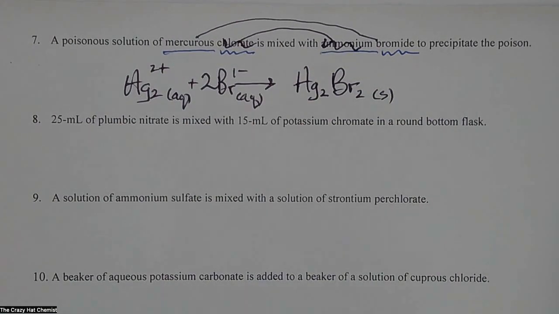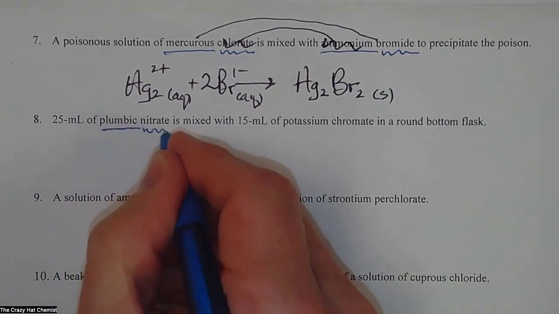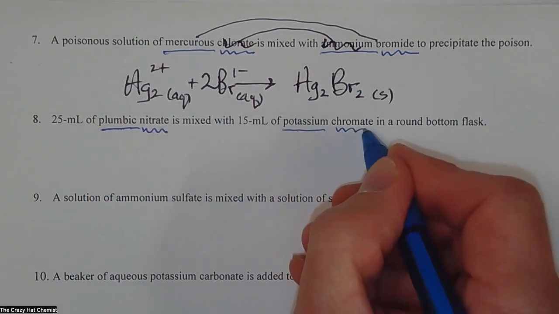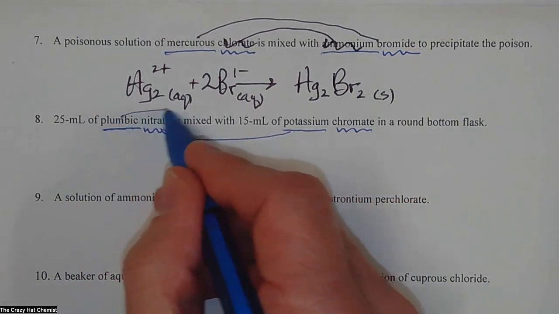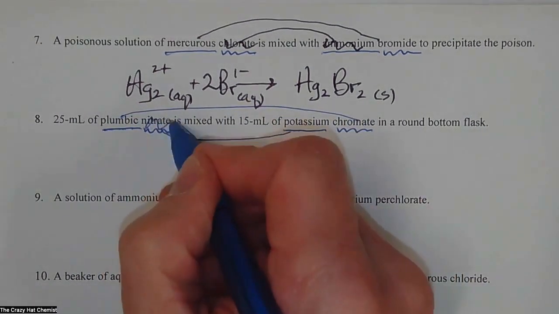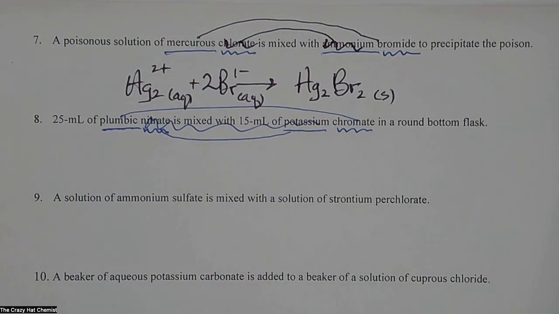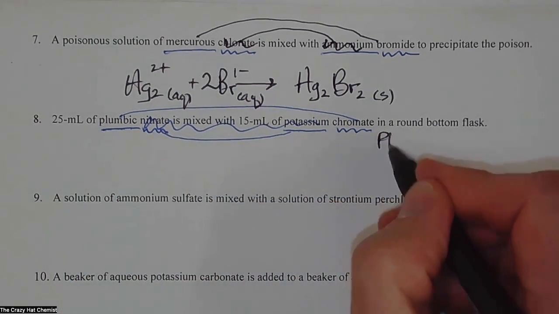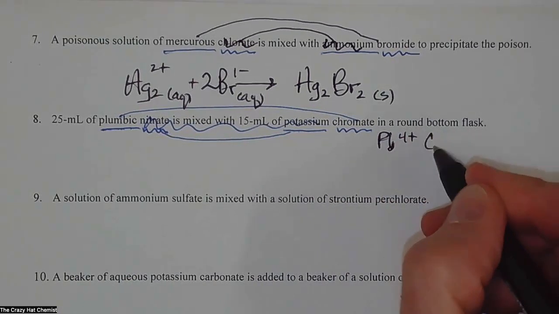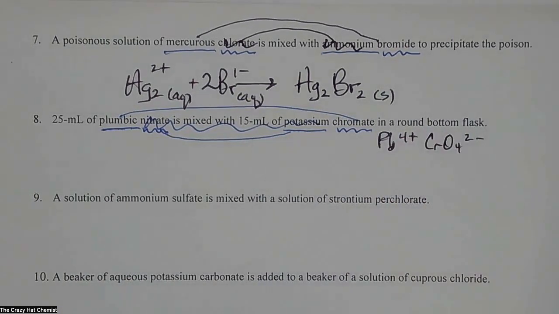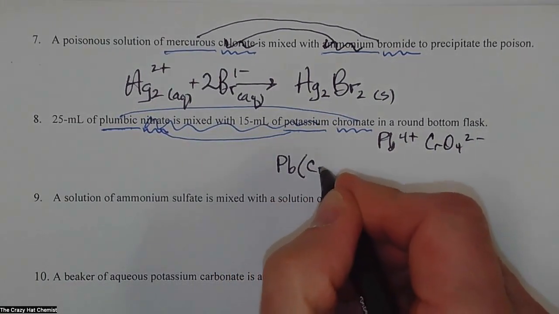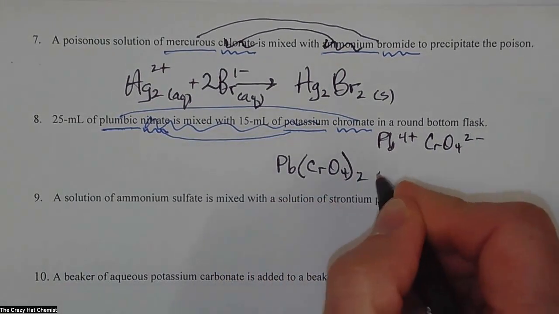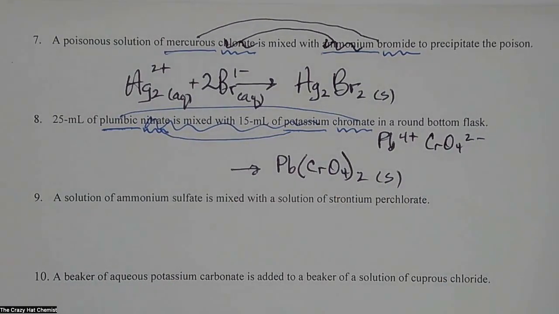All right, next one is plumbic nitrate with potassium chromate. So the potassium nitrate or the plumbic chromate. Well, can't be nitrates. So it's not potassium either. So it must be plumbic chromate. So plumbic, that's a 4 plus. Chromate, C-R-O-4, 2 minus. So look at that very carefully and you'll see this C-R-O-4 with a 2 outside, that's the solid.